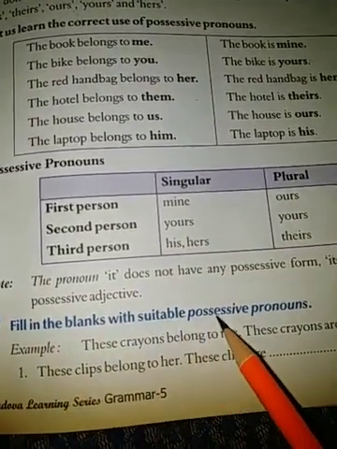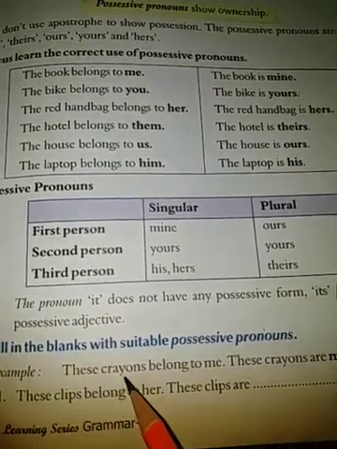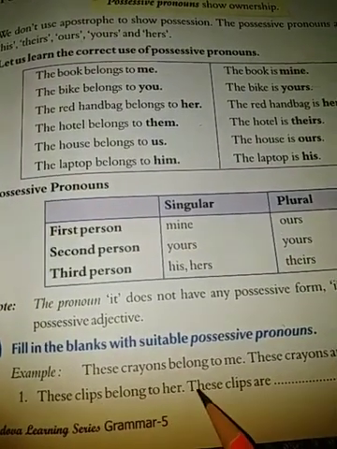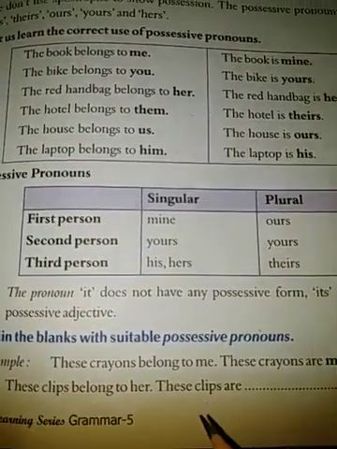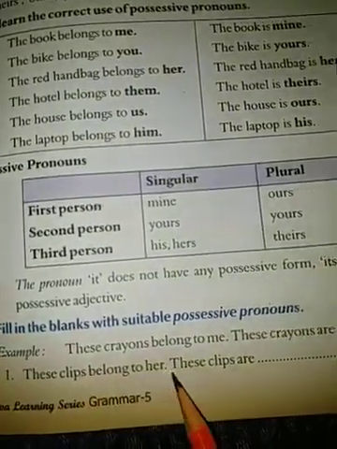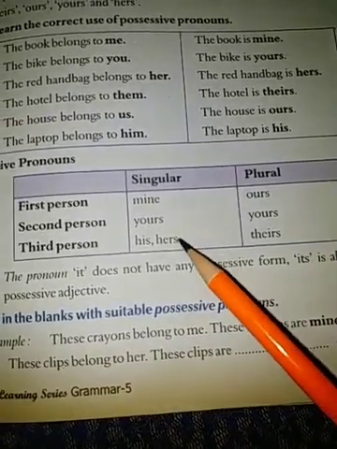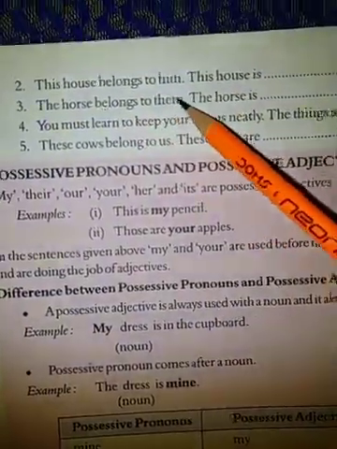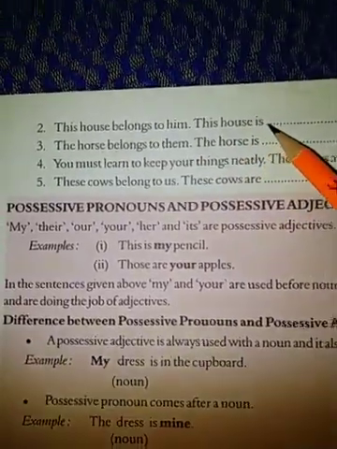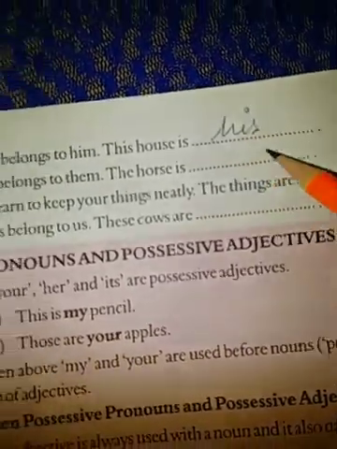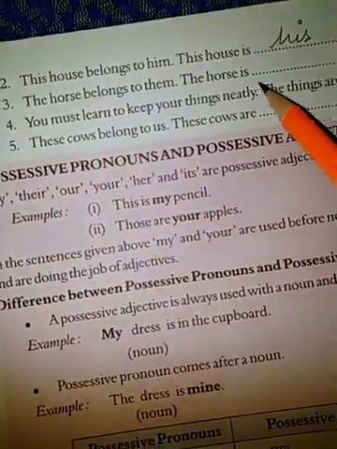Fill in the blanks with suitable possessive pronouns. Example, these crayons belong to me. These crayons are mine. These clips belong to her. These clips are hers. Next is, this house belongs to him. This house is his. So the rest of the questions you all have to do by yourself.